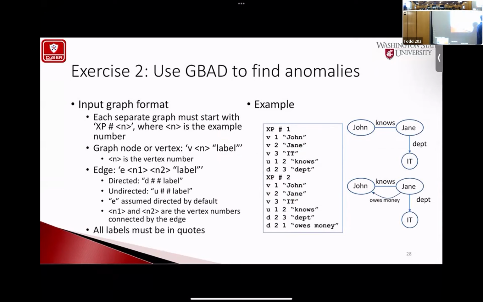Obviously, we have a second example here where we find out that Jane owes John money, and Jane works in the IT department. If John is up to no good, he might pressure Jane to give him access to something. So that's kind of where we're headed with this problem.